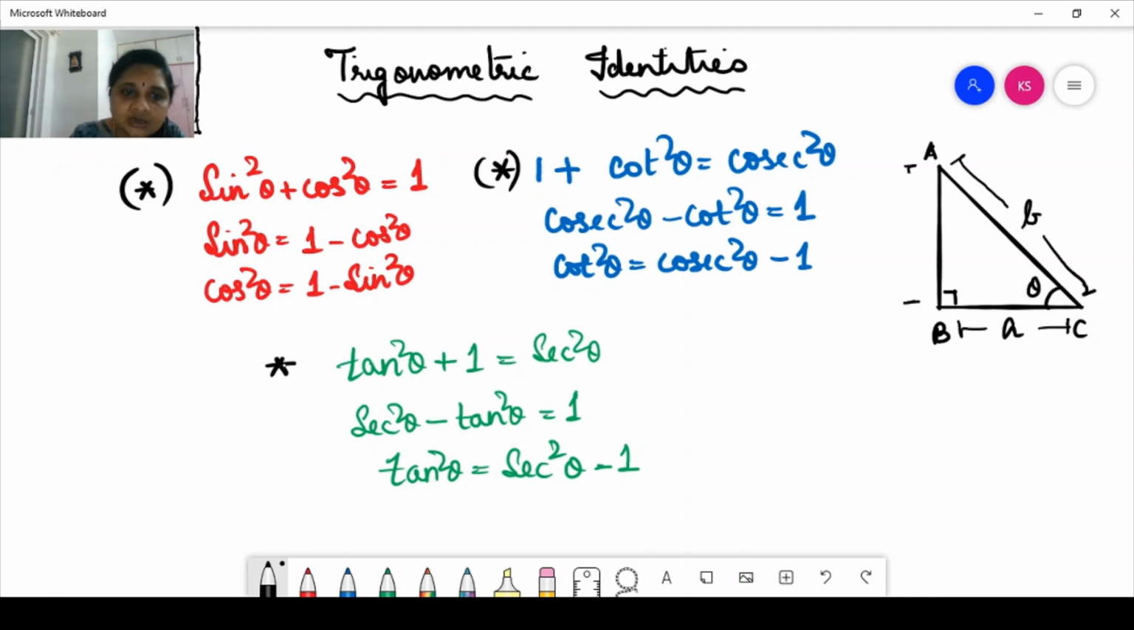Okay. The third one is tan square theta plus 1 is equal to secant square theta. Secant square theta minus tan square theta is equal to 1, and tan square theta is equal to secant square theta minus 1. So these are the most important identities that you have to learn. And then in the next video, we'll see how to solve problems based on this.